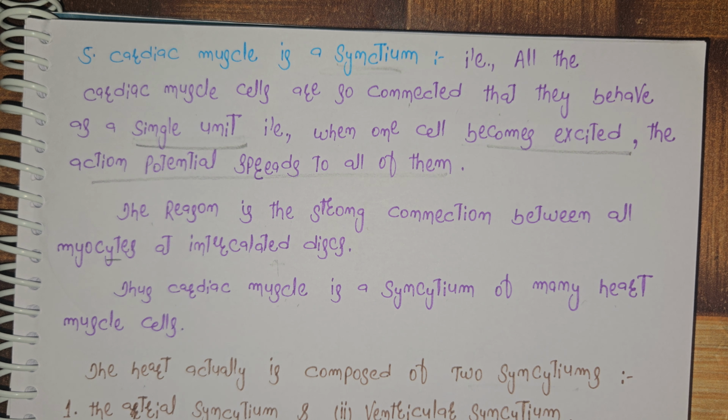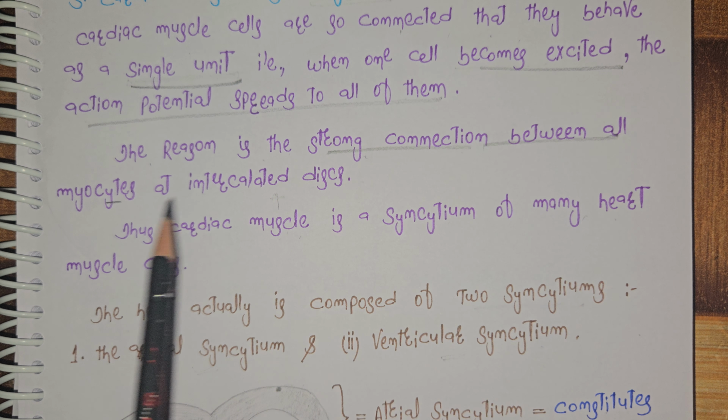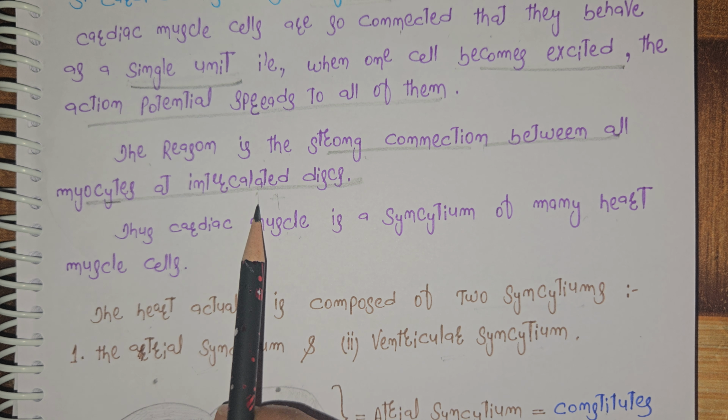It means cardiac muscle cells are so connected that they behave as a single unit. When one cell becomes excited, that action potential spreads to all of them. Is that clear? So cardiac muscle is a syncytium. Why do cardiac muscles behave as a syncytium? The reason is the strong connection between all the myocytes at intercalated discs. In the previous characteristic, we saw that the cardiac myocytes are joined at intercalated discs.